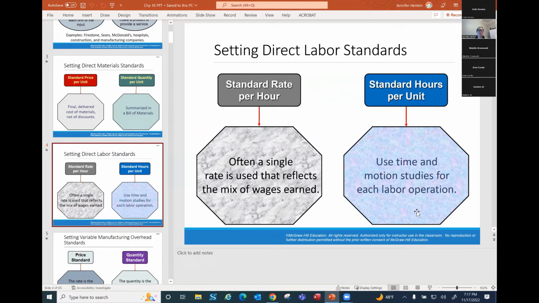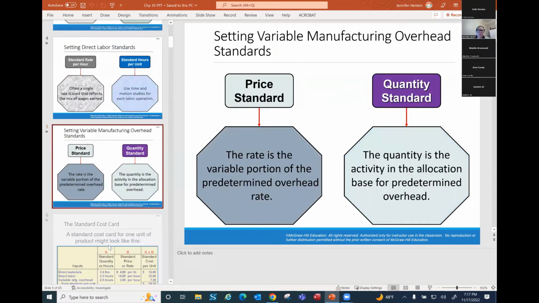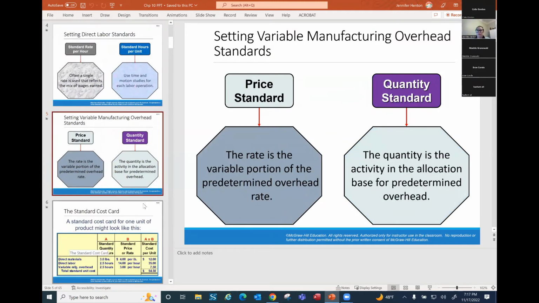Okay, so we have our material and we have our labor. And then we also have our number 3, manufacturing overhead. So we have a price standard. The rate is the variable portion of the predetermined overhead rate. And then we have the quantity standard, which is the activity and the allocation base for the predetermined overhead rate. So remember, when we were calculating the predetermined overhead rate, we're estimating how many labor hours or machine hours were going to be used on a production line, and then how much we think that was going to be as far as price.